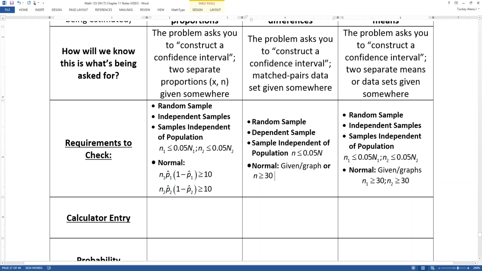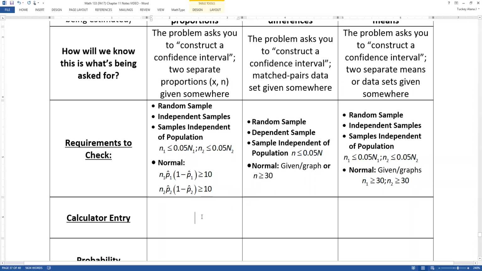Now for the difference in two independent means, you would need the sample to be random and independent as opposed to dependent, and you would need to check everything again. So you need each of those samples, because they're independent, you have to check that each one of them is independent of its population. Then you need to check that each of them is normal. So you have a little bit more work to do with an 11.3 problem and an 11.1 problem than with 11.2, because in 11.2 everything breaks down into those differences, and that's all we kind of consider.